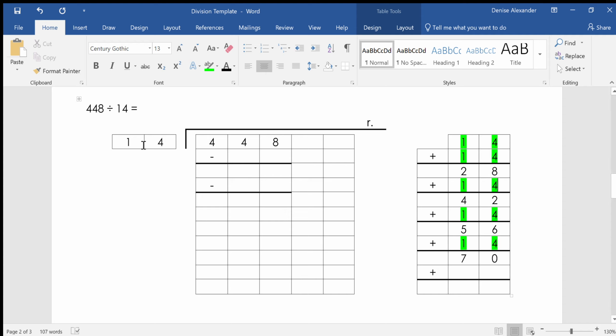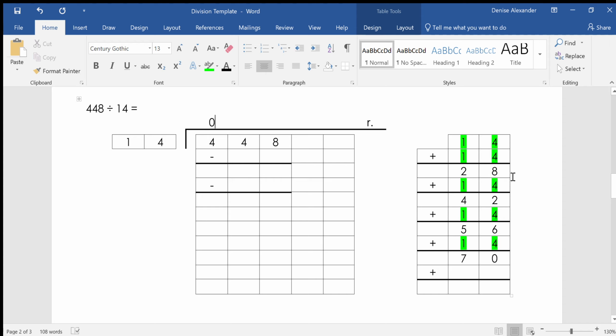So the first thing I do is I look at my 14. Can I pull 14 out of 4? No. So I'm going to go ahead and put up here 0 to hold my place so that I know that I don't put a number there. Now I look at the 14. Does it go into 44? Well, it's got to go into 44 because it's bigger.